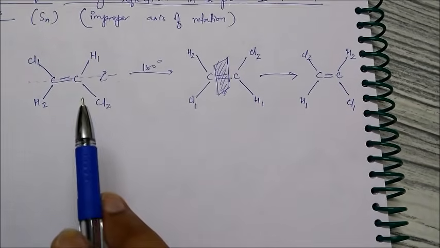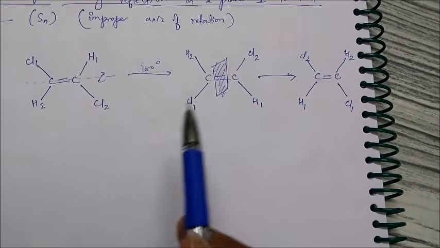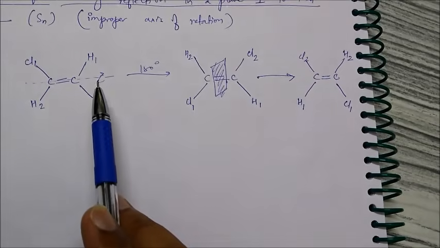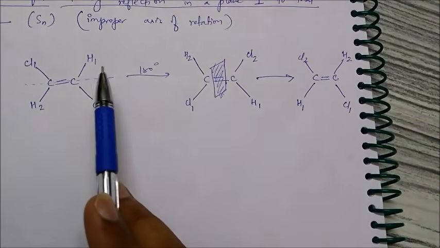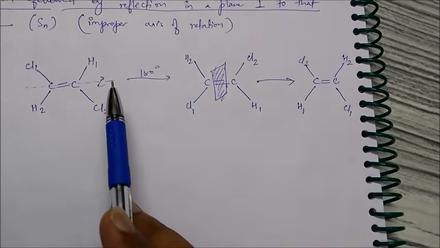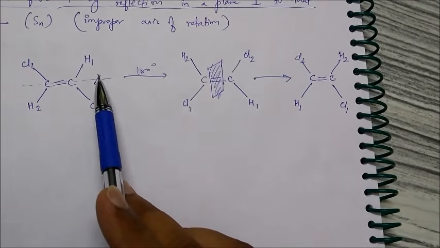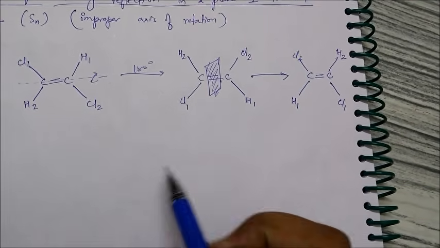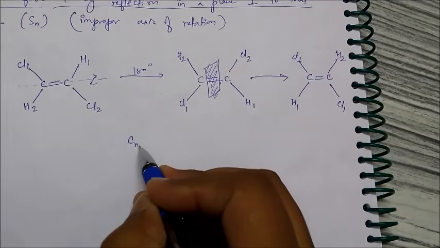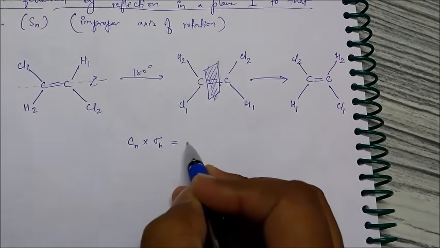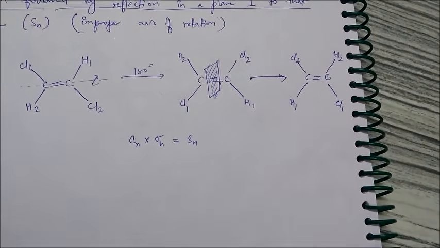We have combined two things. One is the normal axis of symmetry, and then we have applied the plane of symmetry that is perpendicular to this axis, that we call sigma h. So this means that Cn into sigma h will give you Sn.